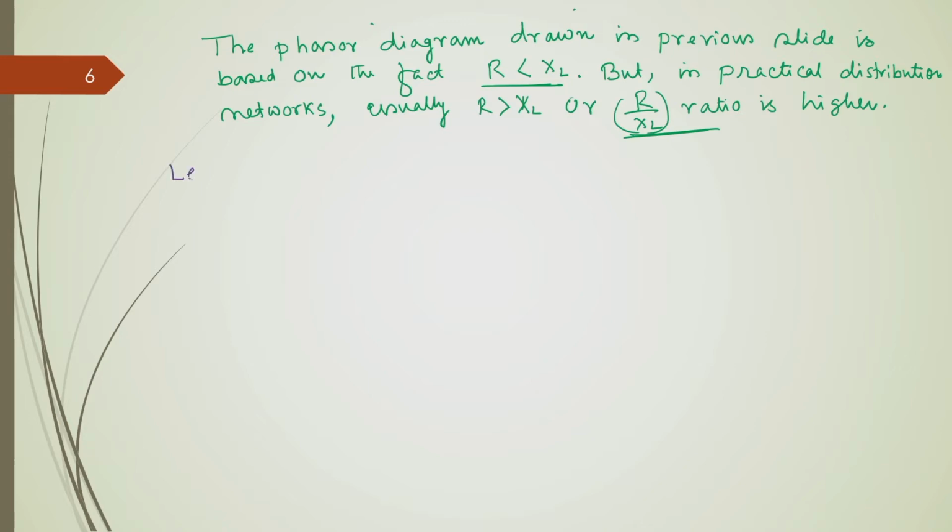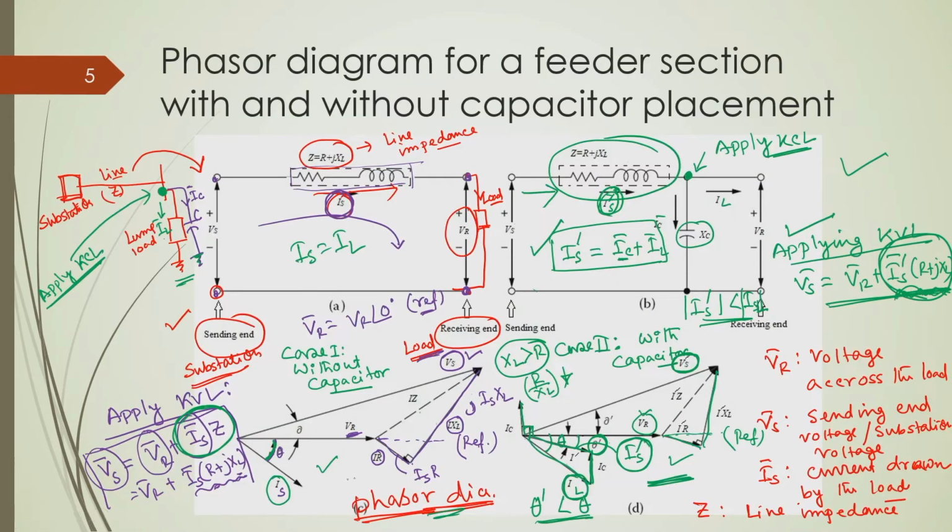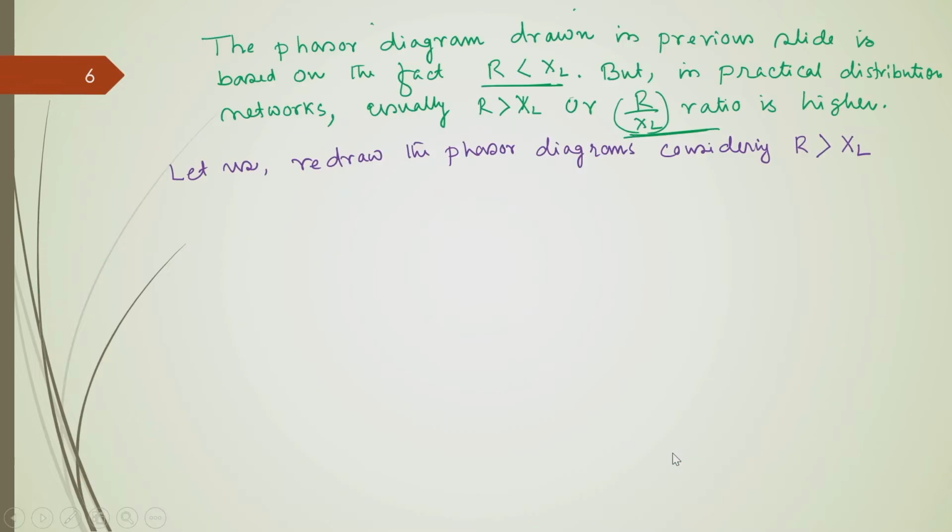So, let us redraw the phasor diagram considering R is greater than XL. Okay. So, let us draw it. Now, how will we draw? First draw this part and then I will go to that part. The first is without capacitor. So, let us draw without capacitor.